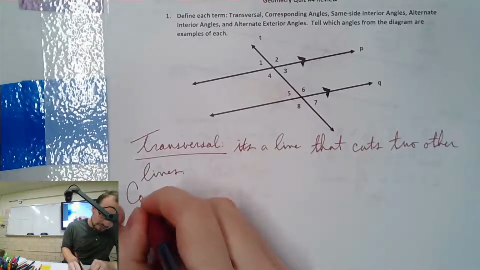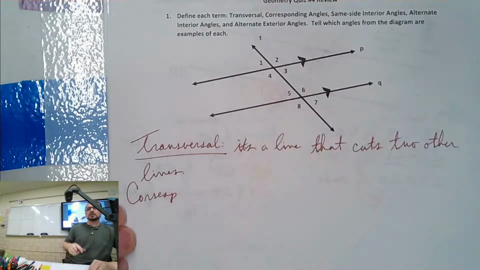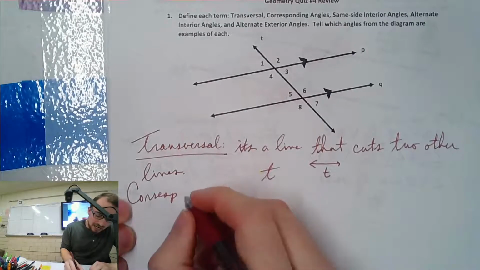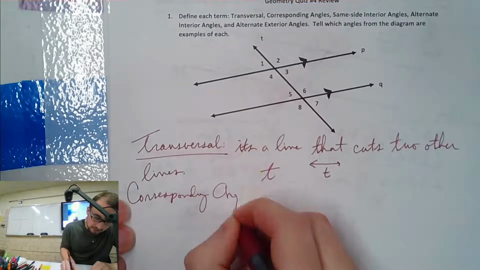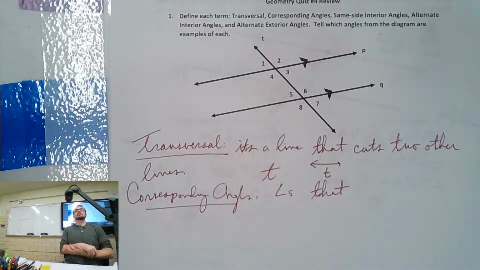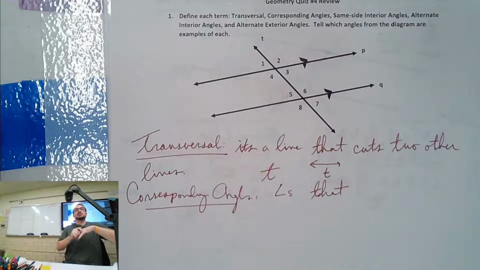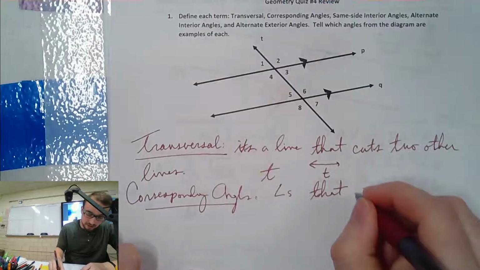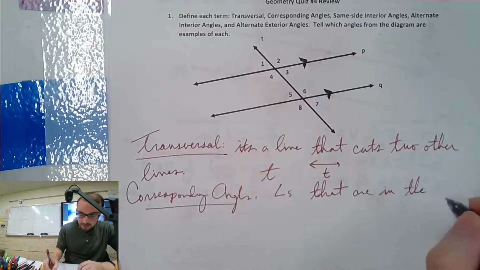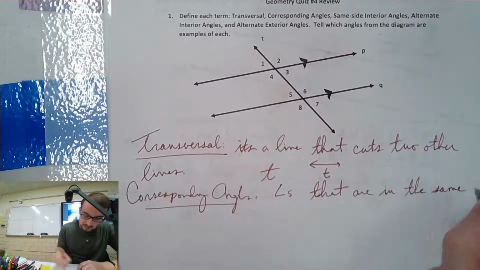All right, corresponding angles. First of all, what's the example of a transversal in our diagram? T. So you can either write cursive T, because that implies a line, or you can do line T. Doesn't matter to me. Corresponding angles are angles that correspond. Define what correspond means. They are in the same relative position. Remember, not in the same. Angles that are in the same relative.